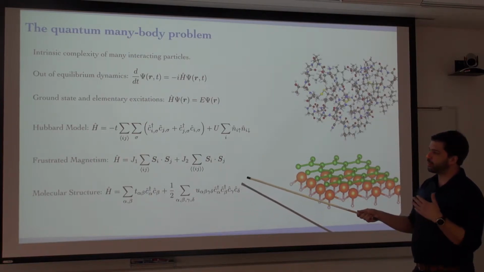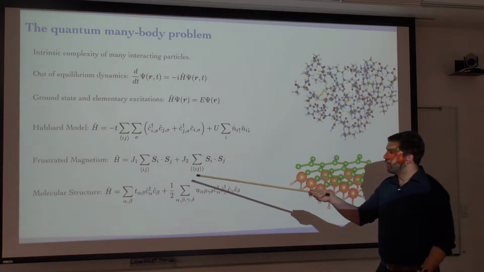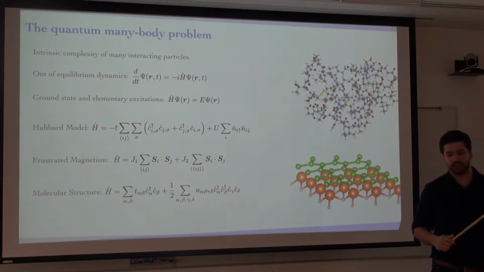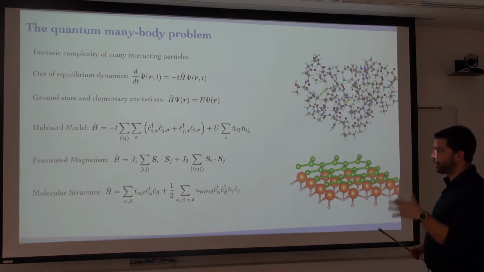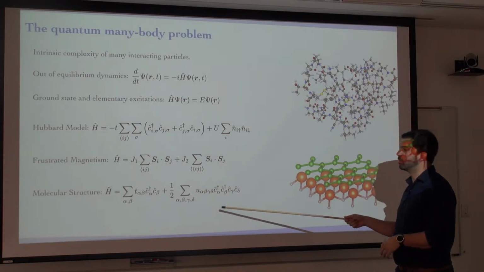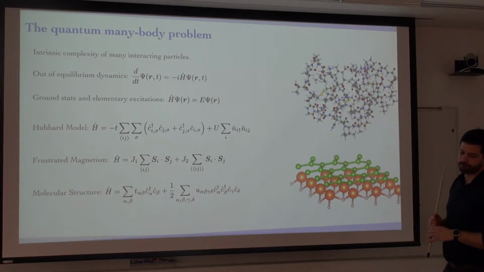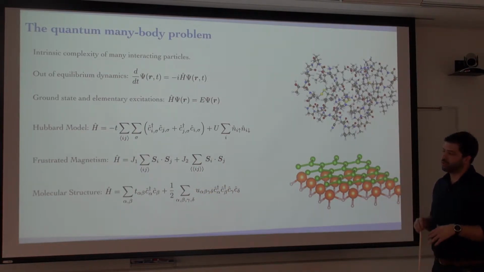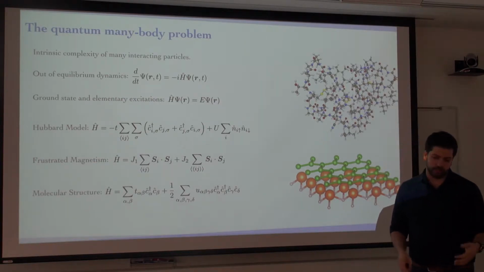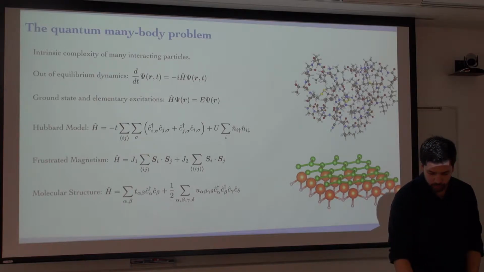One could consider a spin model, such as frustrated magnetism, which underlies spin liquid states, or molecular structure, where you have quantized fermionic Hamiltonians on some orbital structure. What we do is develop classical algorithms to solve this problem.